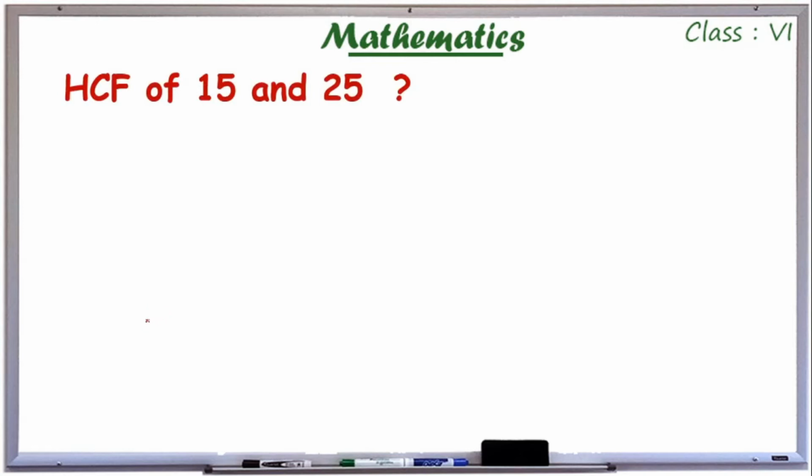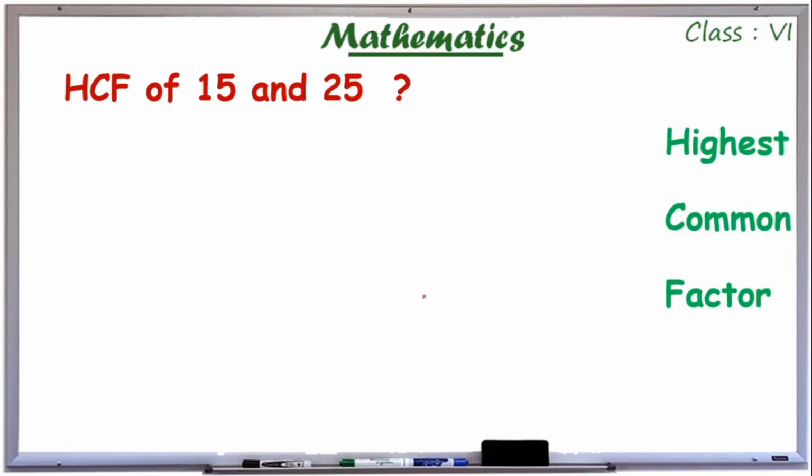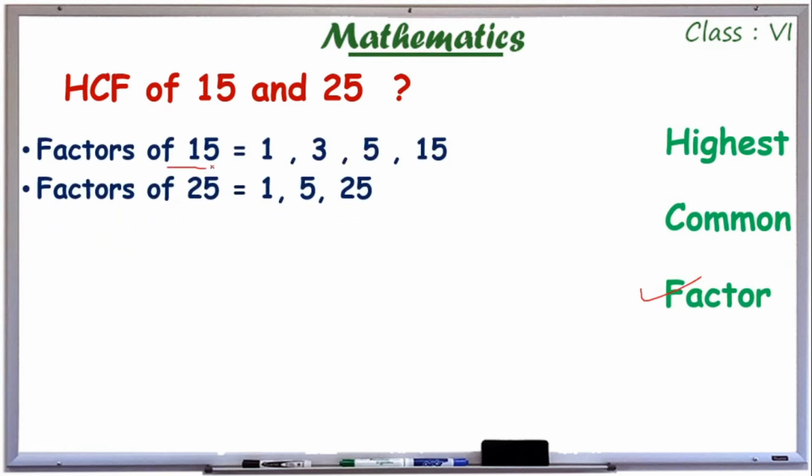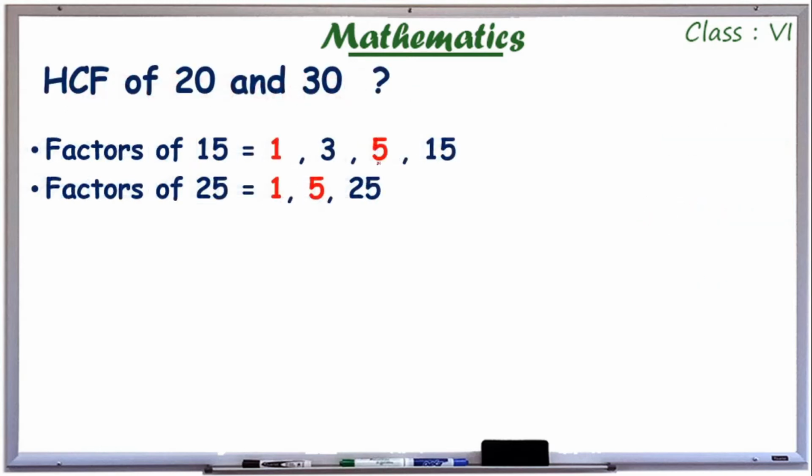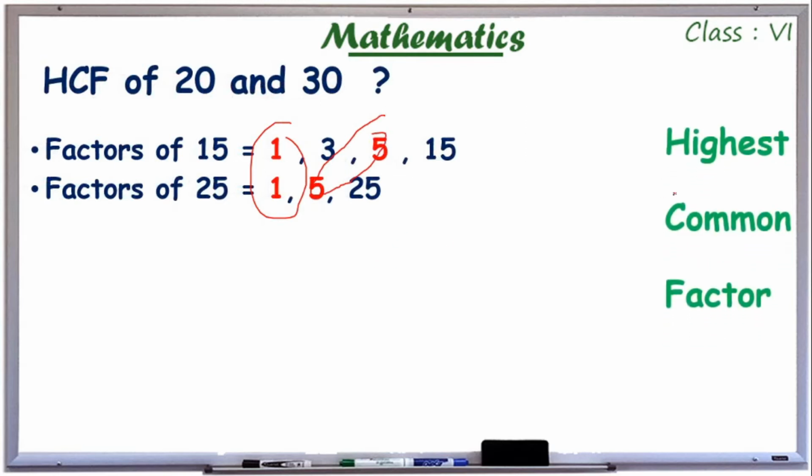Similarly, we have to find the highest common factor of 15 and 25. The first step is finding the factors. So I found the factors of 15, that are 1, 3, 5 and 15, and factors of 25 are 1, 5 and 25. Then I have to look for the common elements. So the common elements are 1 and 5.